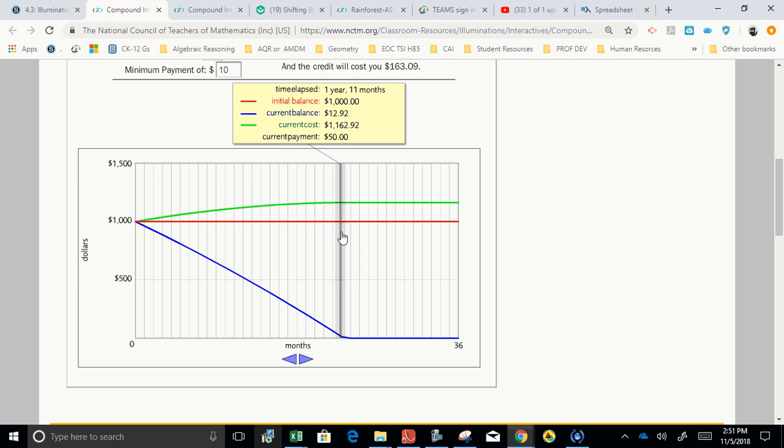Looks like it's paid off. Your current balance is in blue, so look at the blue. You initially owe $1,000. What's the red? What you owed. The green is your cost. So every month you're holding on to that, your cost is going up. Eventually, at these months it's already cost, and it's paid off right then at 1 year and 11 months.